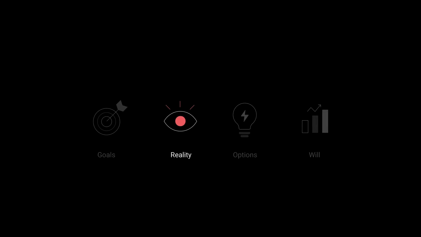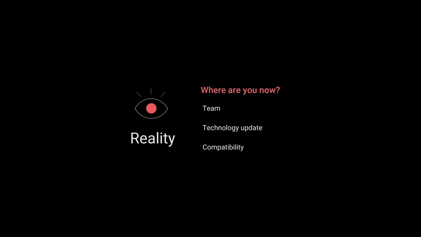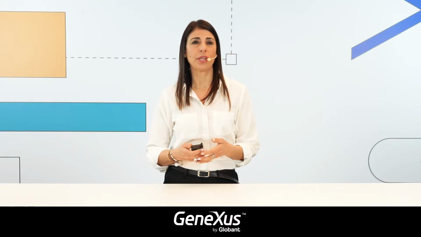The next key is to know reality. That is, where are you now? What do I need to reach my goals? Or what are the risks that I need to take into account? Obviously, here you will be looking at matters of your team. Do I have the right size team? Do I need to bring in a new skill set for my team? How can I get those skills? In terms of technology updates, what are the versions that I need to install? Do I have changes in the requirements? And in terms of compatibility, do I have something to look into?